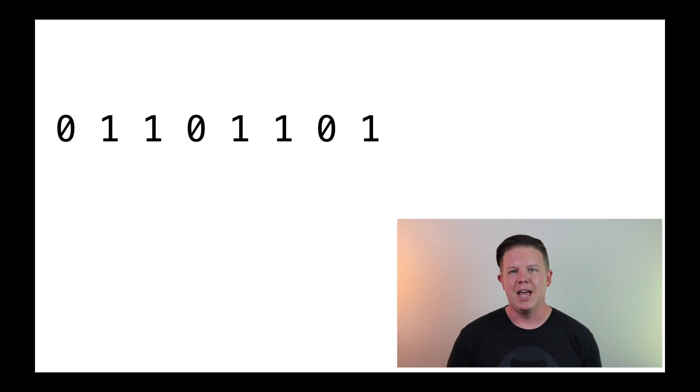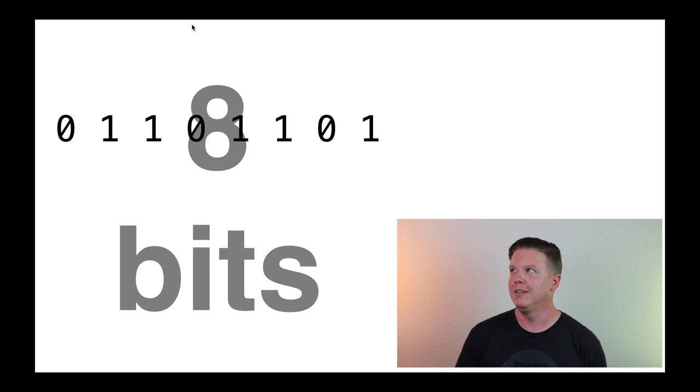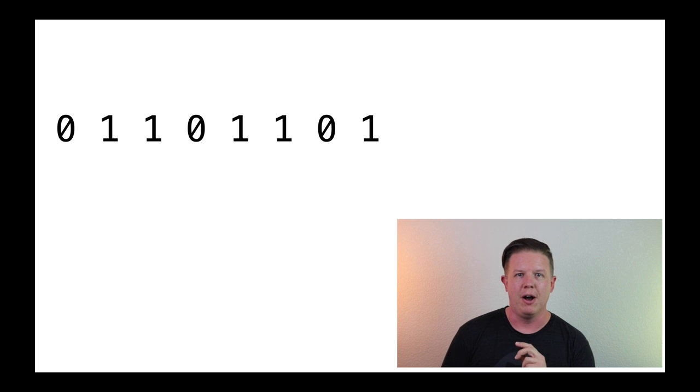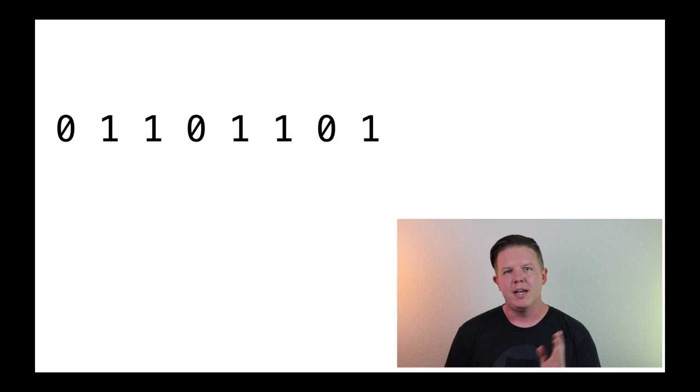Here is a bit array. 8 bits. So this is an 8-bit array. You can tell because it has 8 things in it. The things are bits. A bit can be 1 or 0. That means on or off, positive or negative. And that's basically all a bit is. 2 values, on or off. And this bit array has 8 of them.